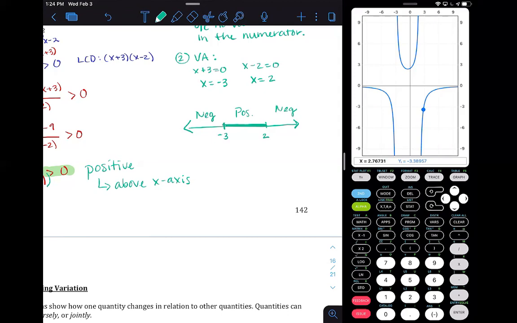All right. The next thing we need to figure out is the parentheses and brackets. Okay, so since it's greater than, is that parenthesis or bracket? Parenthesis. So we don't need to worry at all about the domain. So our answer is just -3 to 2.